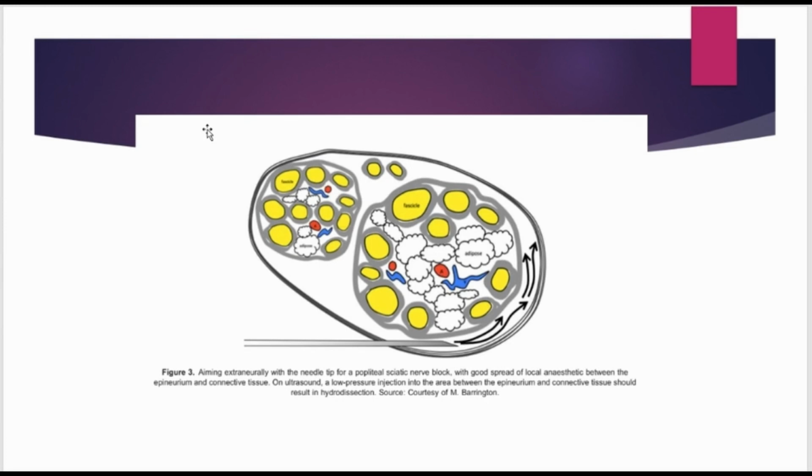can allow and improves the technique, and can allow a better visualization. So aiming extraneurally with the needle tip for a popliteal sciatic nerve block, with good spread of local anesthetic between the epineurium and connective tissue. So under ultrasound, a low pressure injected into the area between the epineurium and connective tissue should result in a hydrodissection. Thus, it allows better visualization of the area.